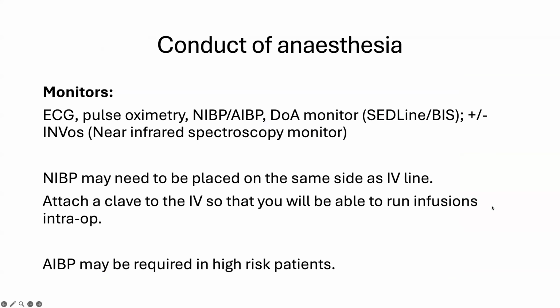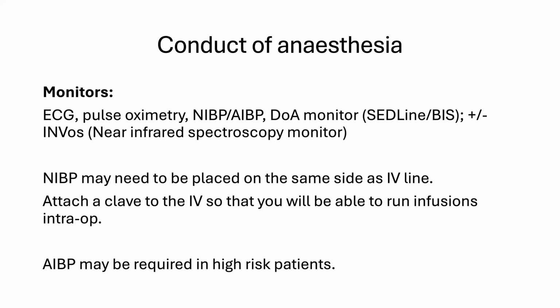So coming to the conduct of anesthesia, like with any anesthetic, you have to attach your standard American Society of Anesthesiologists monitors. That's your ECG, your pulse oximetry, non-invasive blood pressure. But in addition to that, you may need an arterial blood pressure, especially in high-risk or frail patients coming in for shoulder surgery.